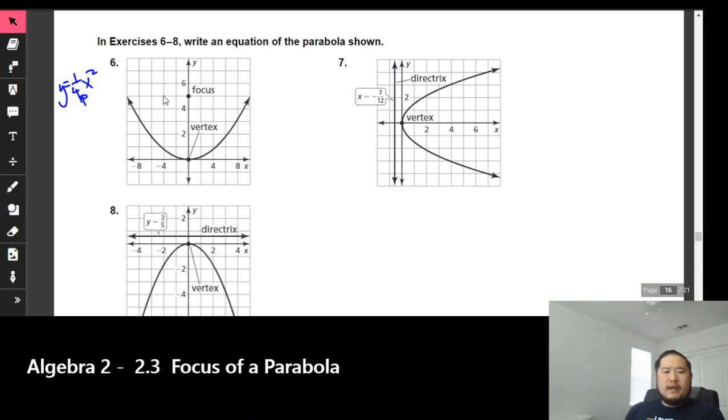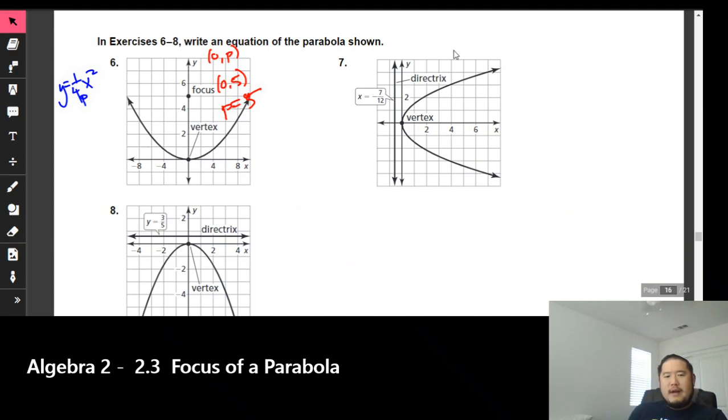So I got to figure out, well, what exactly is p? I look right here, they show me the focus. The focus is at 0, 5. Remember, our focus, the equation is 0, p. So if my focus right here is 5, then I should be able to realize that p is equal to 5.